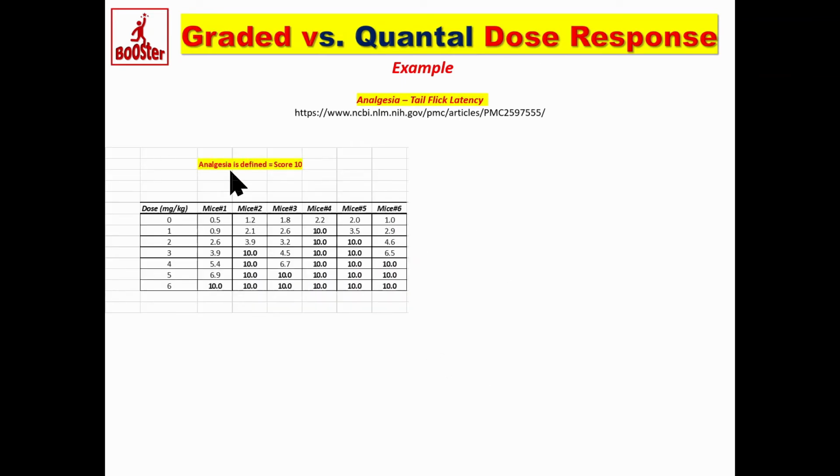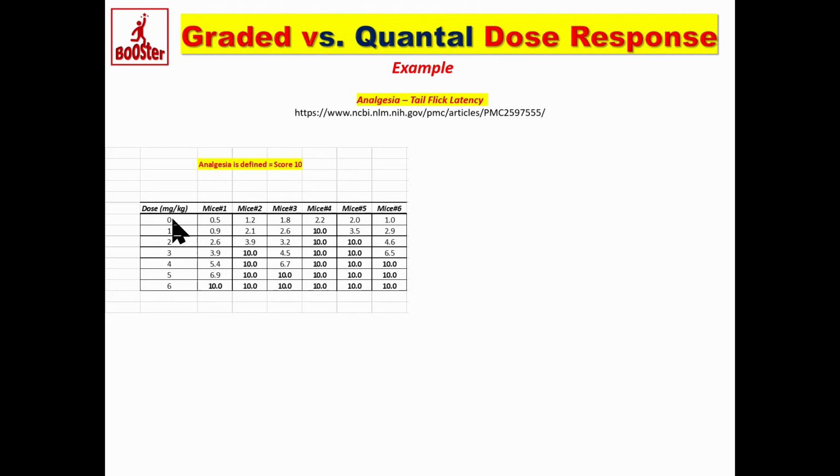So we have to define what's analgesia. In this tail flick latency method, if the animal does not flick the tail in 10 seconds, we'll say that the animal has complete analgesia, or the drug is producing analgesia. So for the sake of our experiment, we took 6 mice. You see that 1, 2, 3, 4, 5, 6, and then we defined 6 doses.